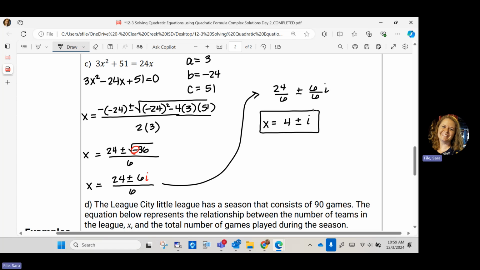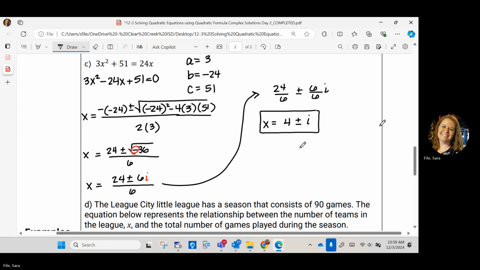That's much prettier than those answers on the front. That's why I said this is beautiful when I saw that 36 under the radical. If you end up with a perfect square there, it should come out nice and pretty. Feel okay about that?